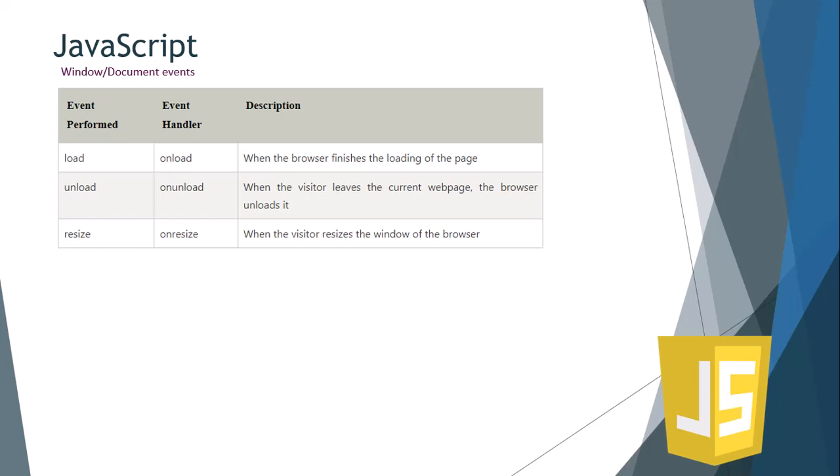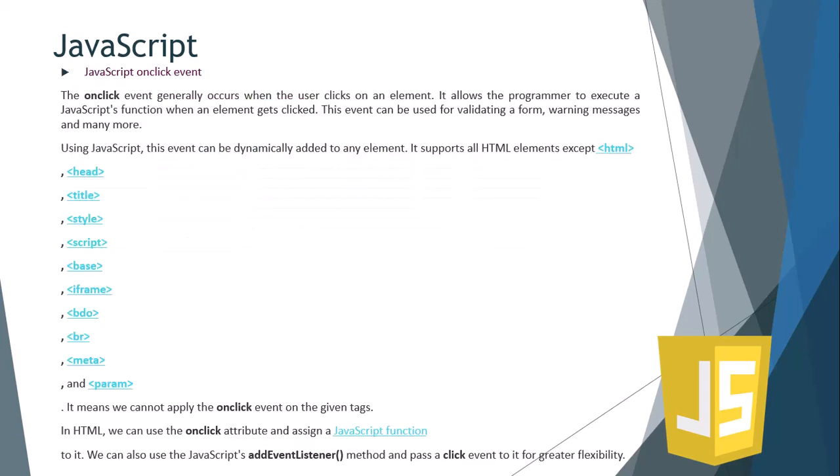Now the next thing we will be checking here is the JavaScript onClick event. The onClick event generally occurs when the user clicks on an element. It allows the programmer to execute a JavaScript function when an element gets clicked. This can be used for validating a form, or a warning message, and many more. Using JavaScript, this event can be dynamically added to any element.